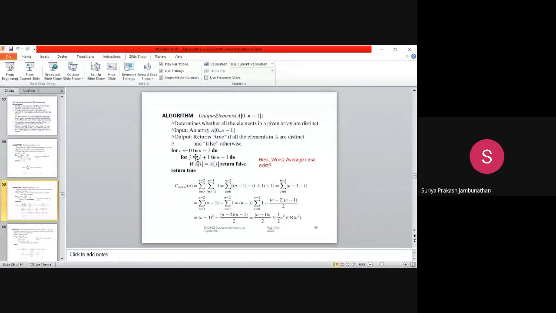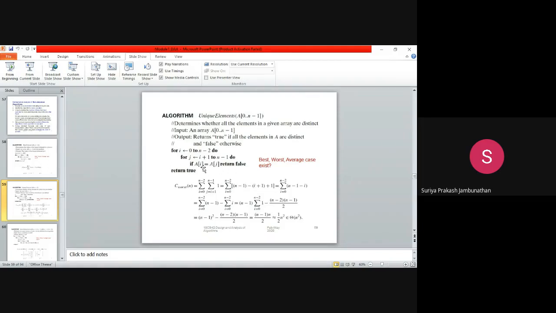Previously what is the I value? The I value is 1. So 1 plus 1 it will be 2, and 2 will be stored in J. Sorry, what is the J value previously actually? The J value will be 2, no? So J will be incremented here, 2 plus 1, here it is 3. So A of 1 equal to A of 3, it will check actually.